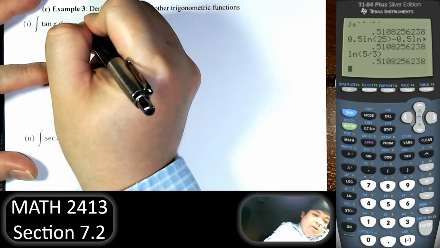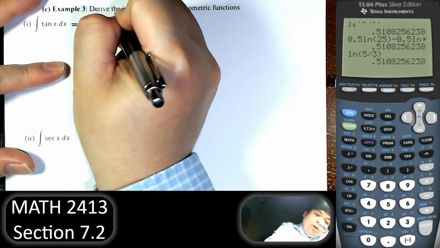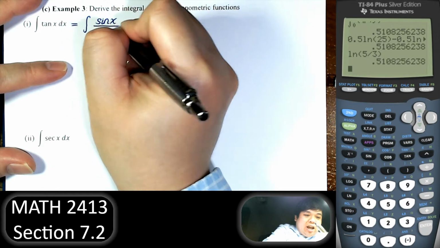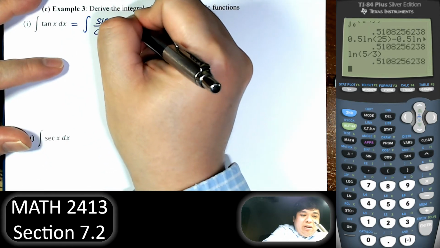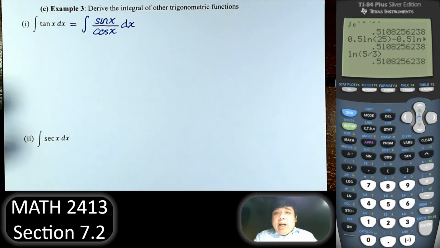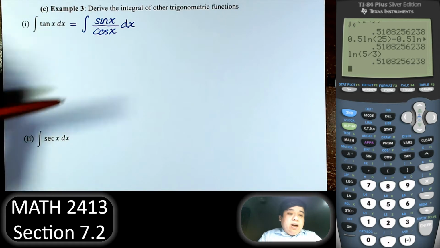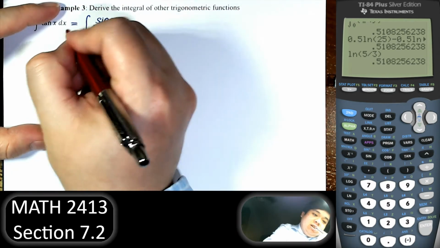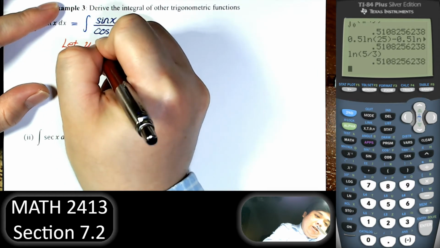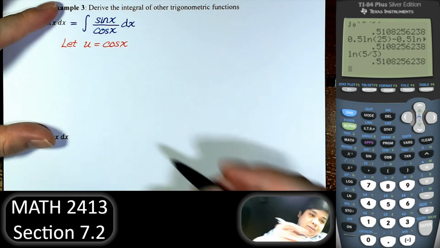Very fundamental: tangent we will write as sine x over cosine x, because when we write it like that, with sine x and cosine x, we have the derivative and integral. Now, similar to the last problem, what we do is we take u to be the denominator, and then we take the derivative.